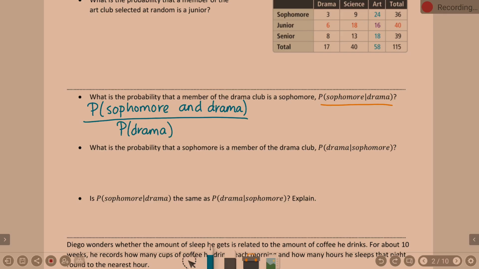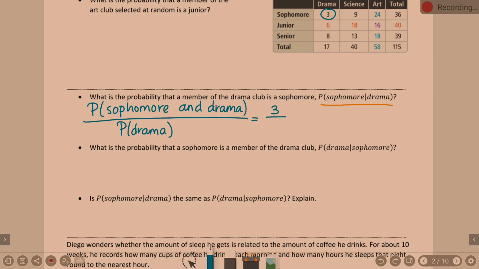And I get it. You guys may not write the words down when you do it, but we're learning. I want to make sure everyone knows where these numbers come from. Okay, so on top, probability of being a sophomore and in drama. 3 over 115. Officially it'd be 3 over 115, but what did I say? Just reduce. You can skip the 115. Okay? And just go with how many students are sophomores and in drama club.